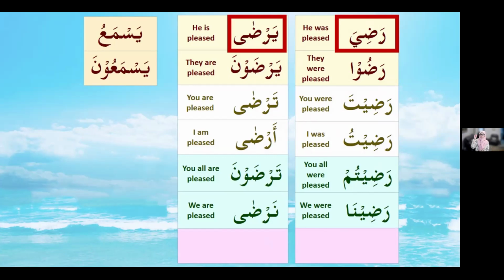So let's practice fi'al mudari. Yarda, yardawna. He is pleased. This is like a present or the future. He is pleased or he will be pleased is yarda. And they are pleased or they will be pleased will be yardawna. So yarda, yardawna. Again, yarda, he is pleased. Yardawna, they are pleased.